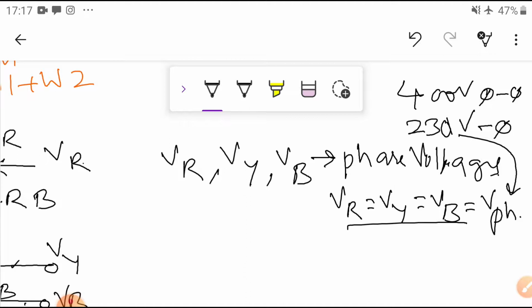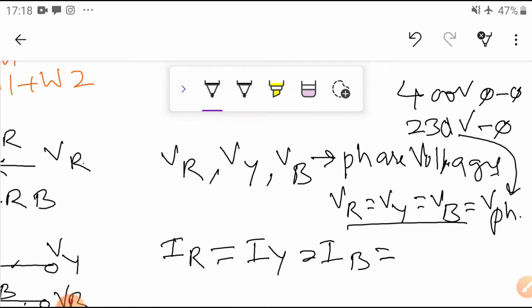Similarly, what are the phase currents? That is equal to IR, and also because these are in balanced condition, IY is equal to IB, we can say that is equal to I phase current. We take the RMS phase current and RMS phase voltage.